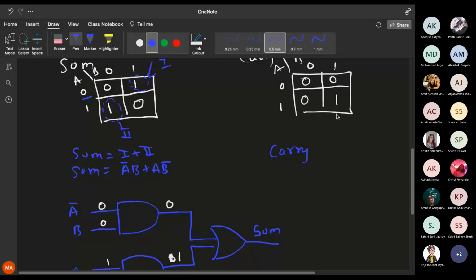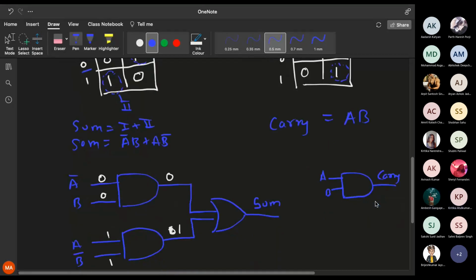Carry will have only one group, which is this one, and that would be equal to, come on, tell me, A B. So carry is something which will have just a single gate, where the input will be A and B, and what will the output be? Carry. So this is the circuit for carry. Is that clear? Yes. So that is how your circuit will be.